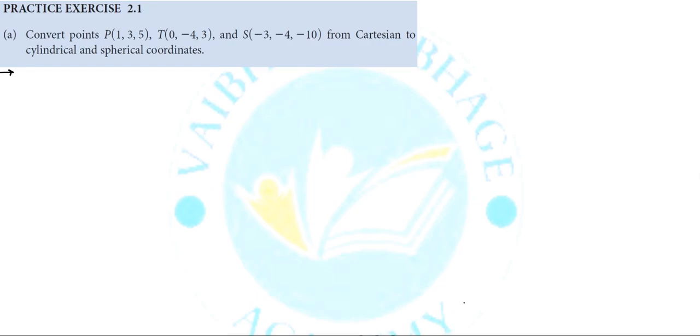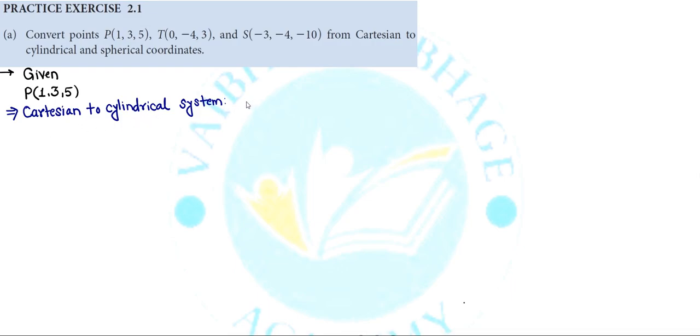Okay, so let's begin with the numerical. Very firstly, we will start with the point P having coordinates 1, 3 and 5. We are going to convert this Cartesian system into the cylindrical system. For that conversion of Cartesian to cylindrical, we will need some conversion formulas. So that's what we have.